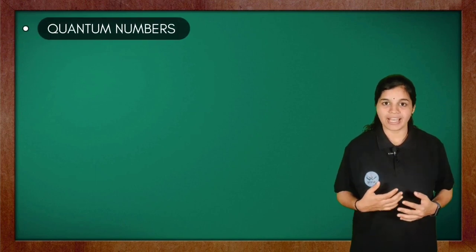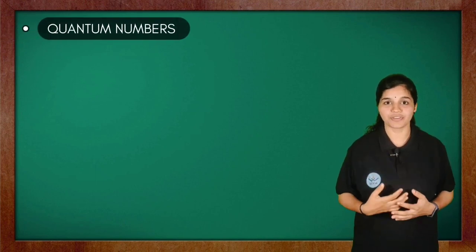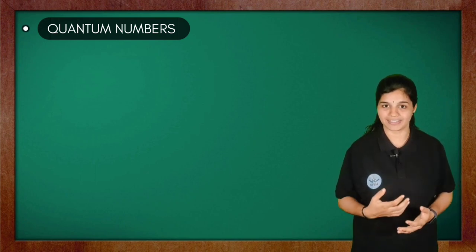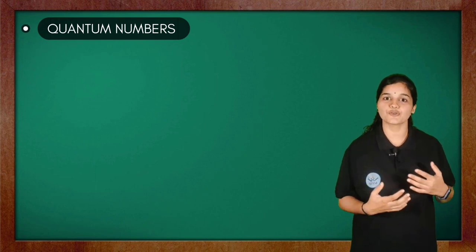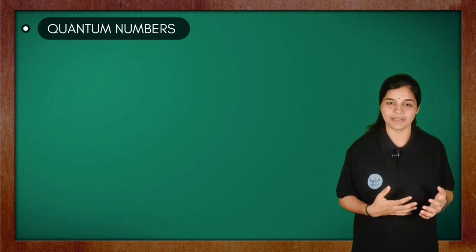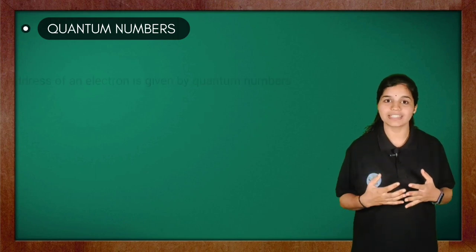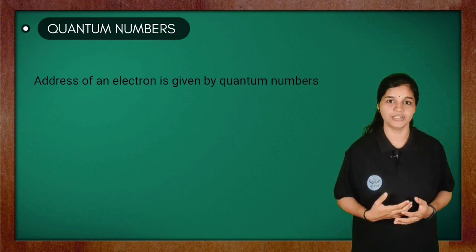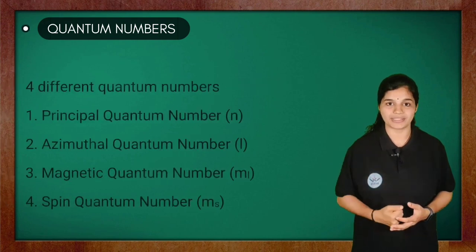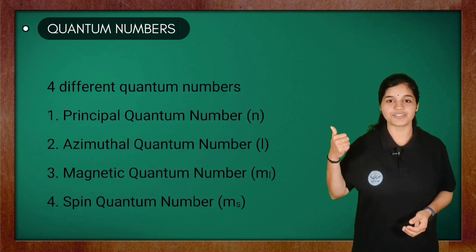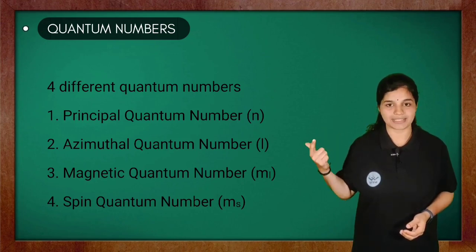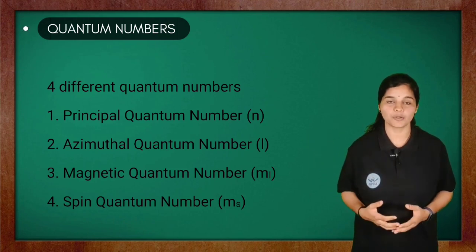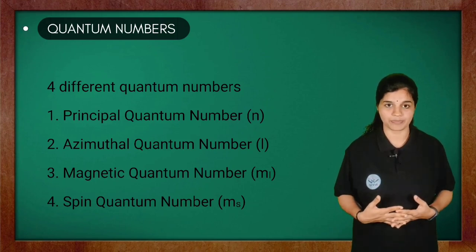Where do I live? I can tell the location where I live just by telling you my address. Similarly, where an electron is present around the nucleus is told by quantum numbers. In simple terms, I can tell quantum numbers give the address of an electron around a nucleus. There are four different quantum numbers. Principal quantum number, which is represented by the small letter n. Azimuthal quantum number, represented by l. Magnetic quantum number, represented by ml. Fourth is the spin quantum number, represented by ms.